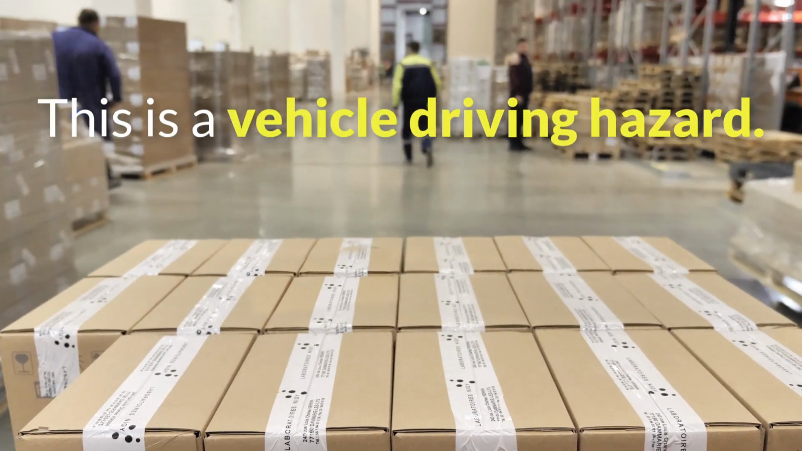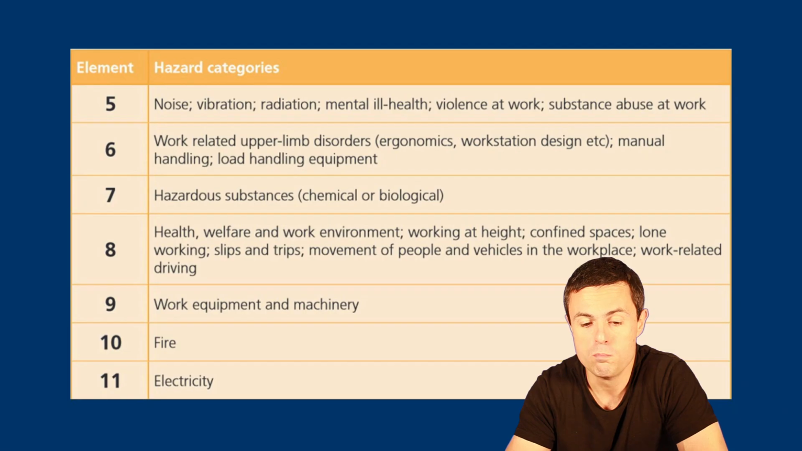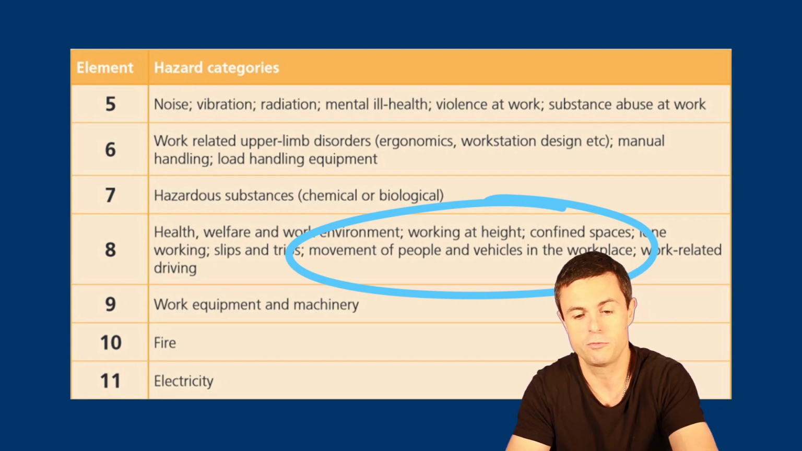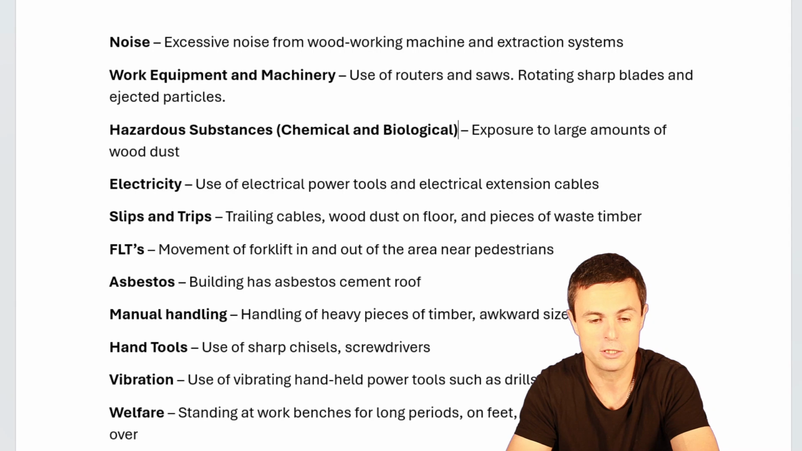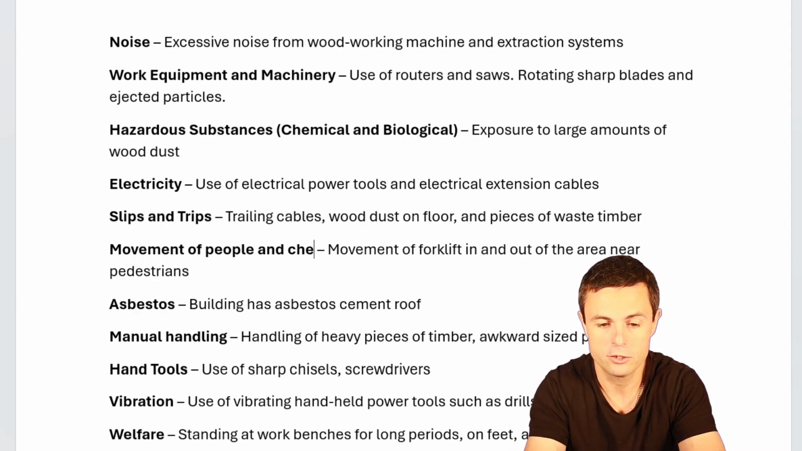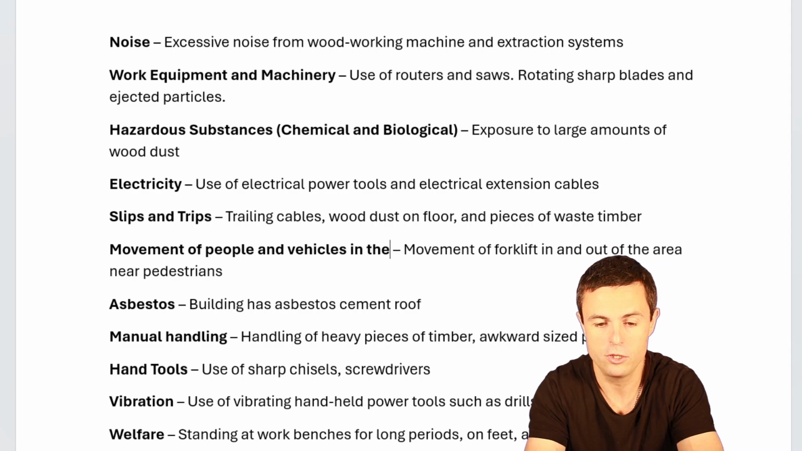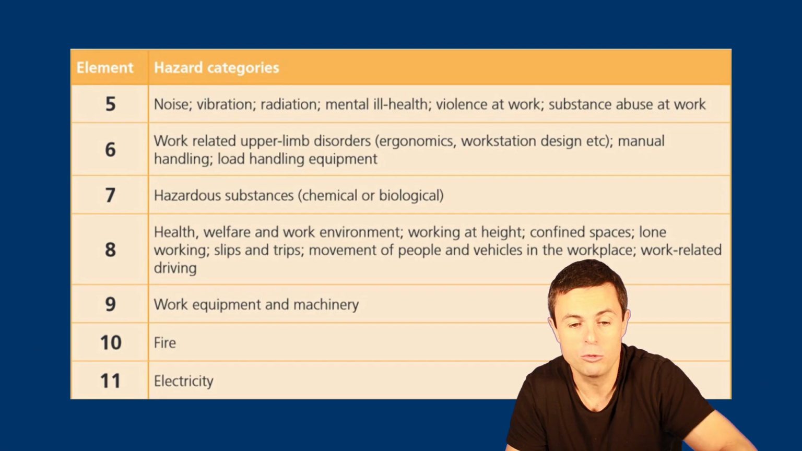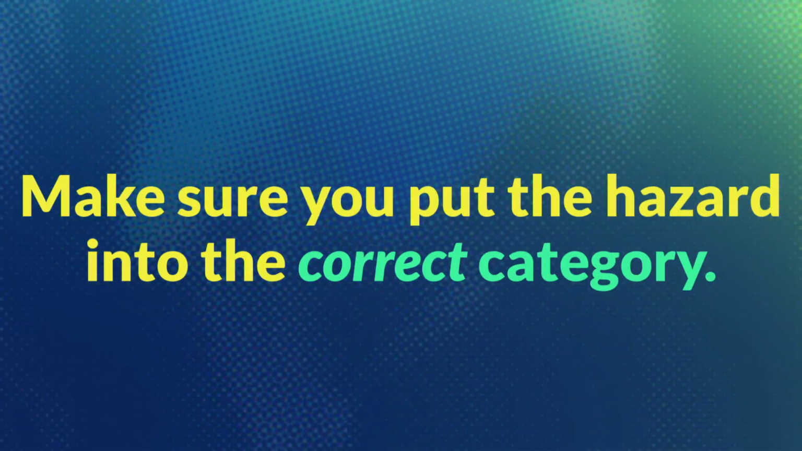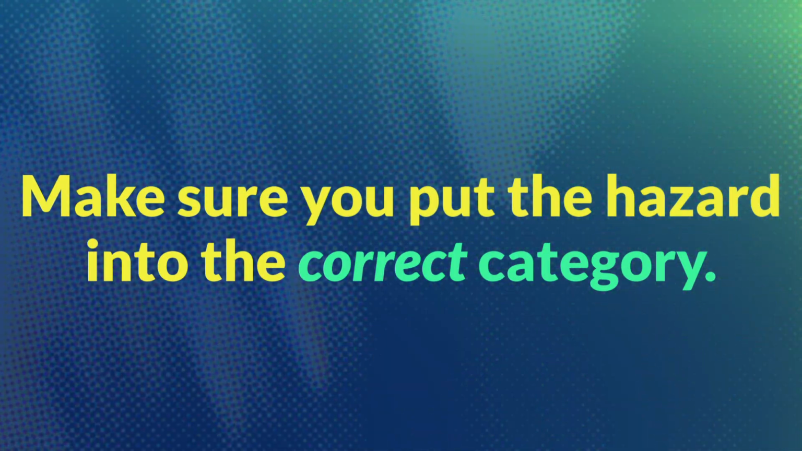So a vehicle driving hazard is something we teach in movement of people and vehicles in the workplace. Let's change that, shall we? Movement of people and vehicles in the workplace. Stop inventing hazard categories and use the list which NEBOSH have given you there. The guidance is there for a reason, and try to make sure that you put the hazard into the correct category lest you fail, my dear friends.